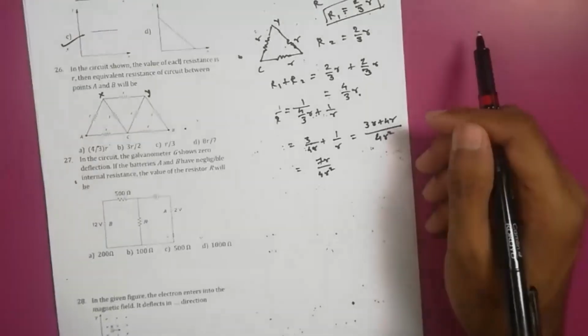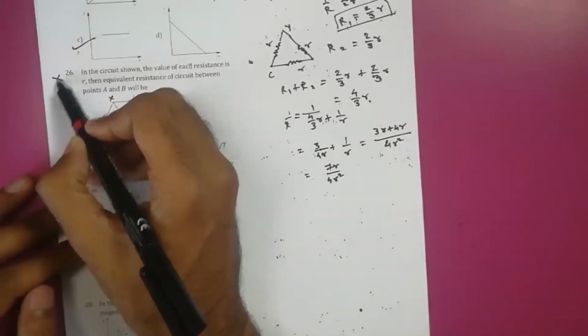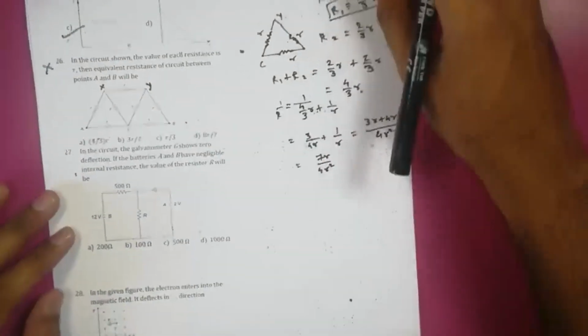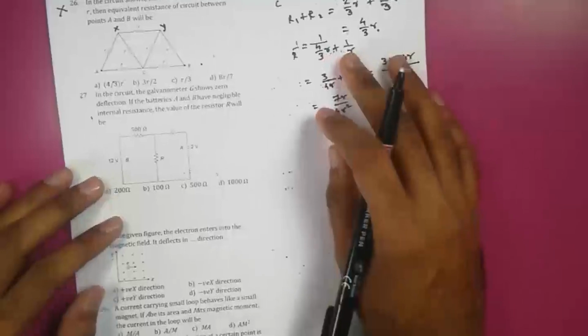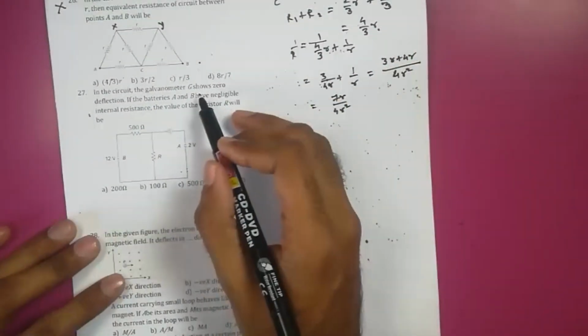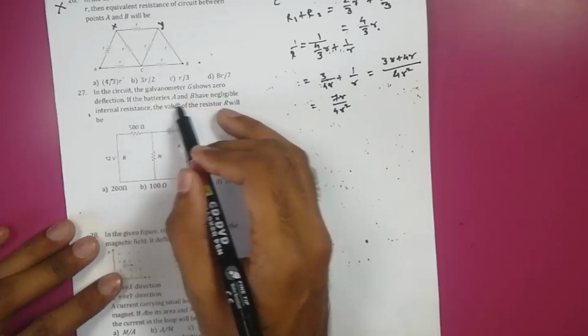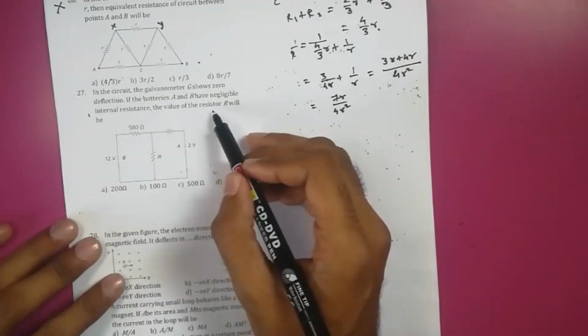Now, we are skipping this question because there is something wrong with it. Let's move on to the next question. Now, in a circuit, the galvanometer G shows a zero deflection. If the batteries A and B have negligible internal resistance, the value of resistor R will be? So basically we need to find out this R.